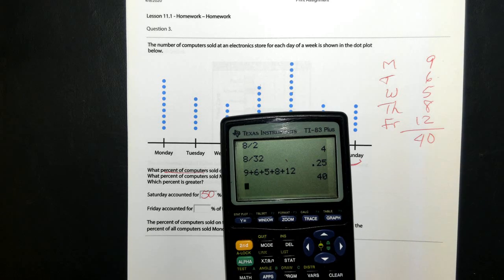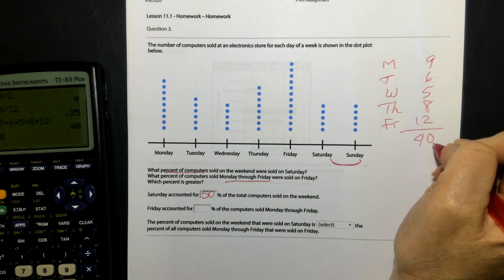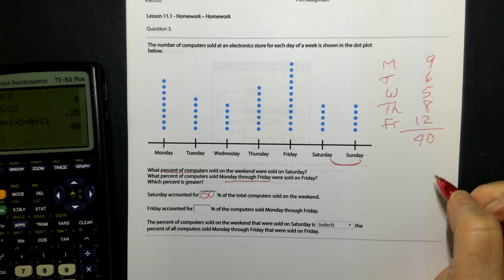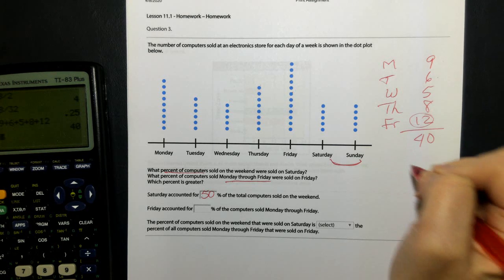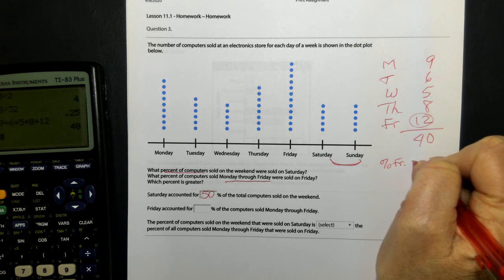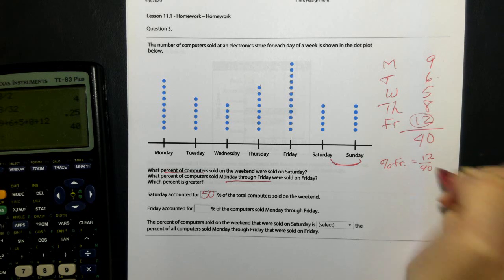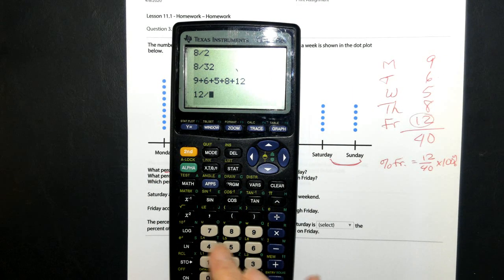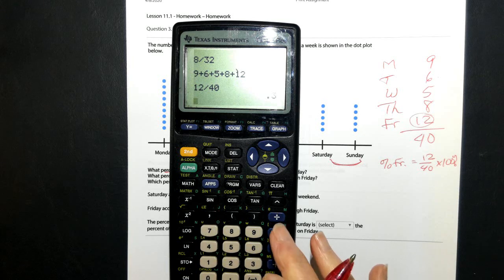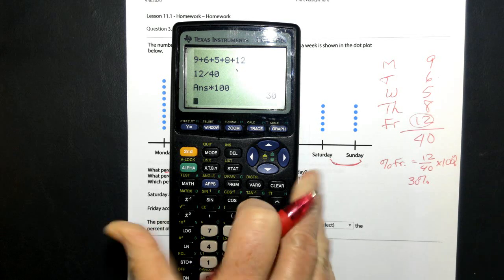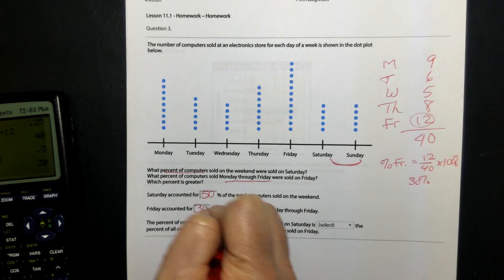Okay, that's looking good on the screen. All right, so on the work week, we had a total of 40 sold. On Friday, we had 12. So percent on Friday is going to be 12 over 40 in fraction, and then multiply that by 100%. So let's do that. 12 divided by 40 is 0.3. Multiply that by 100, and we get 30%. So we'll come down here and write down 30%.